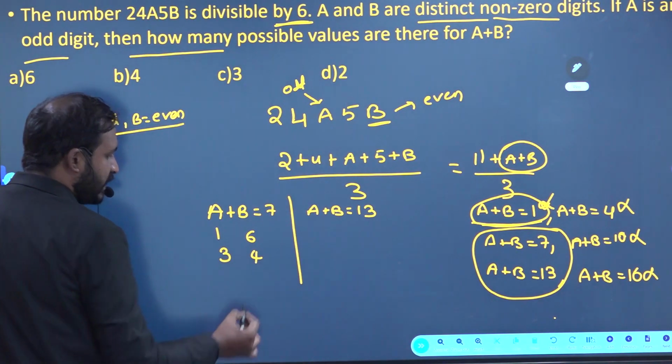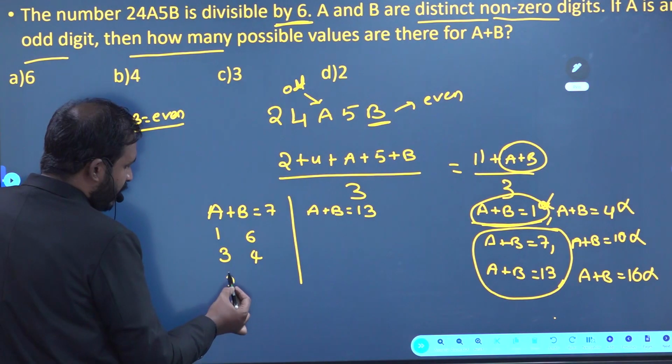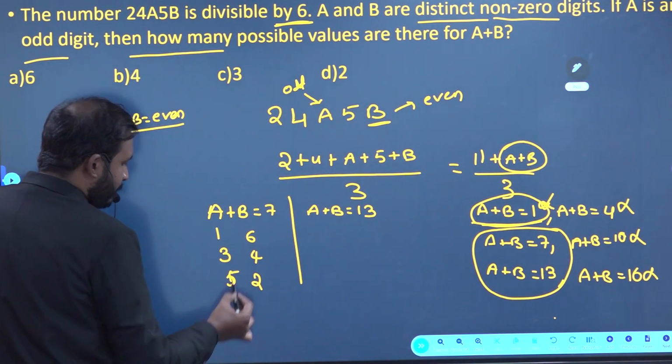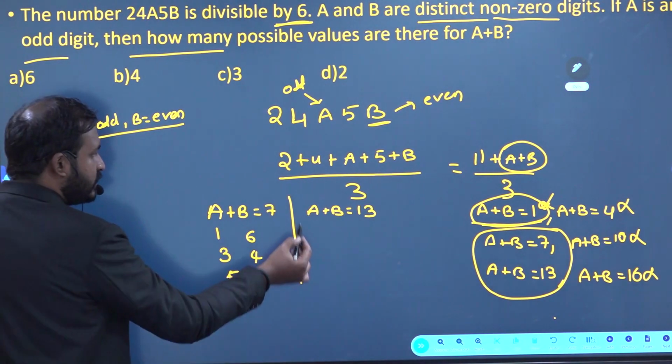3 and 4 I can take. Okay. Next, what are the values I can take here? 5 and 2 I can take. So, there are three possibilities for this. Now, please observe what I can take for this.